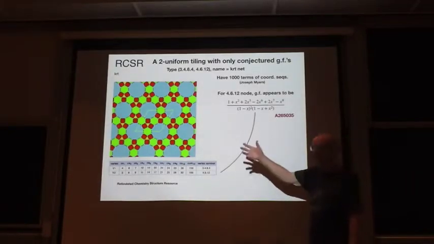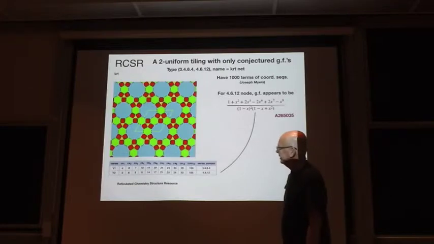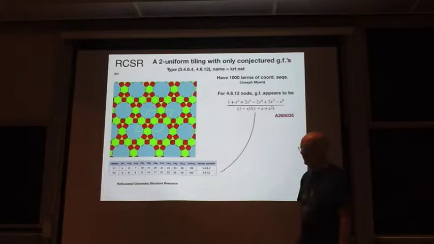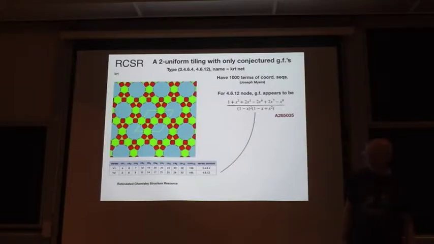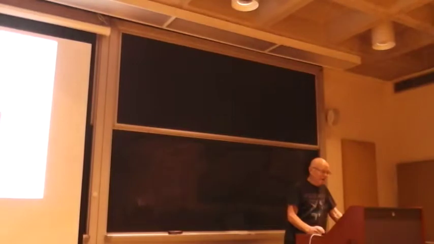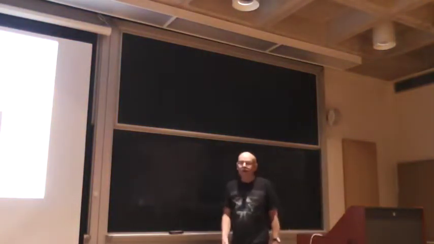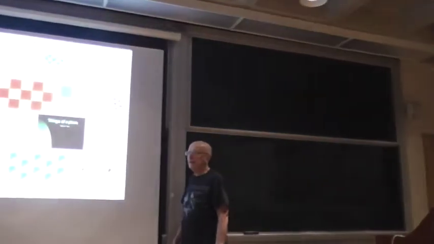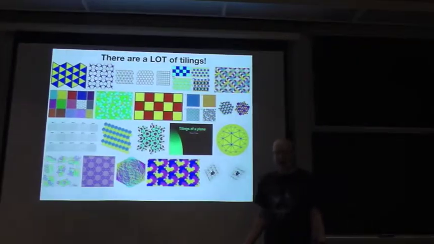But this is just one of a very large number. Is it possible to prove it for the whole class, that it's always a rational generating function? I'm coming to that. No, I don't know that. That's a very good question, coming up in a minute. So the question is, if you have a periodic tiling, does it have a rational generating function?